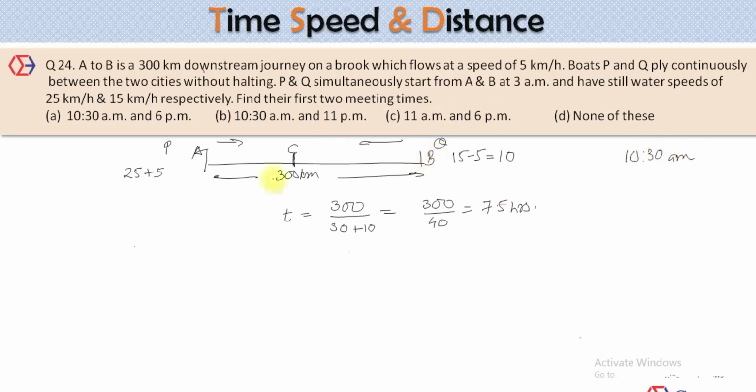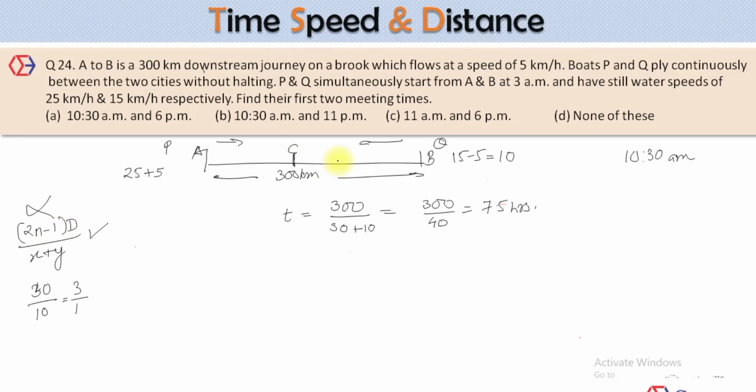Now they'll cross each other. I cannot apply the formula here, this one, (2n minus 1) into d by (x plus y). I cannot apply it here because if you look at the ratio of their speeds, the effective speed of P is 30 and for Q it's 10. The ratio is more than 2, and if the ratio is more than 2, you cannot apply this formula. Yes or no? So you'll have to do it manually.